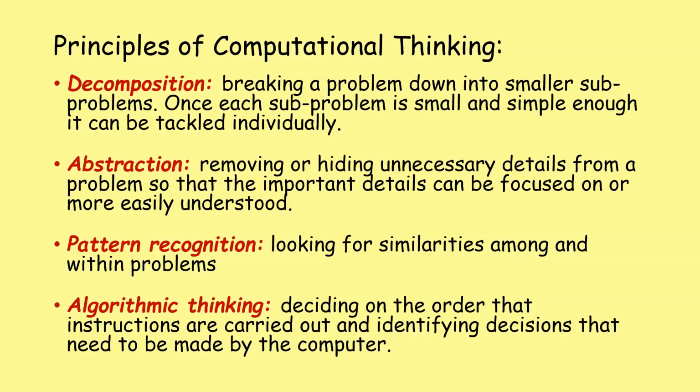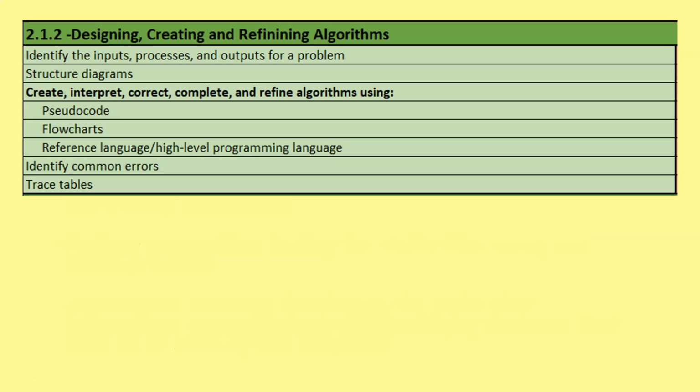Abstraction: removing or hiding unnecessary details from a problem so that the important details can be focused on or more easily understood. Pattern recognition: looking for similarities amongst and within problems. Algorithmic thinking: deciding on the order that instructions are carried out and identifying decisions that need to be made by the computer.